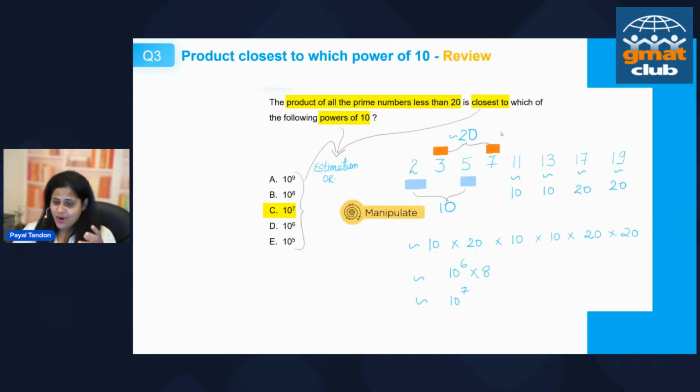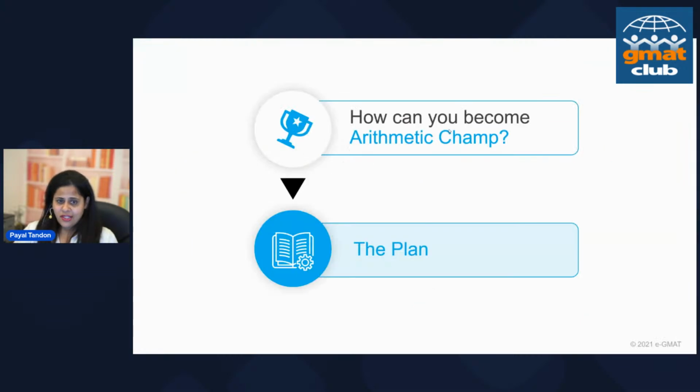And among these process skills, there is a new one, which is manipulate. How do you group things so that you get to the simplification, so that you are able to get to the answer that you're looking for, and drawing the inference that estimation is okay, and listing down all the prime numbers less than 20 so that you can visualize and really pick the right numbers. All right, does this make sense to all of you?